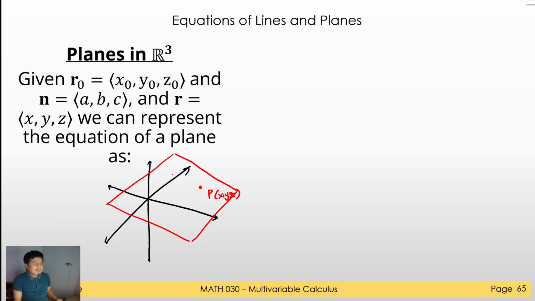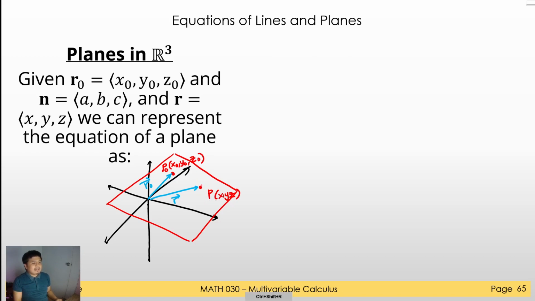And then let's say we have another reference point, p sub 0, which has coordinates x sub 0, y sub 0, and z sub 0. We could represent these two points as vectors: we have this r sub 0 vector, and another point here, which is this r vector. And then, how do we represent this plane?